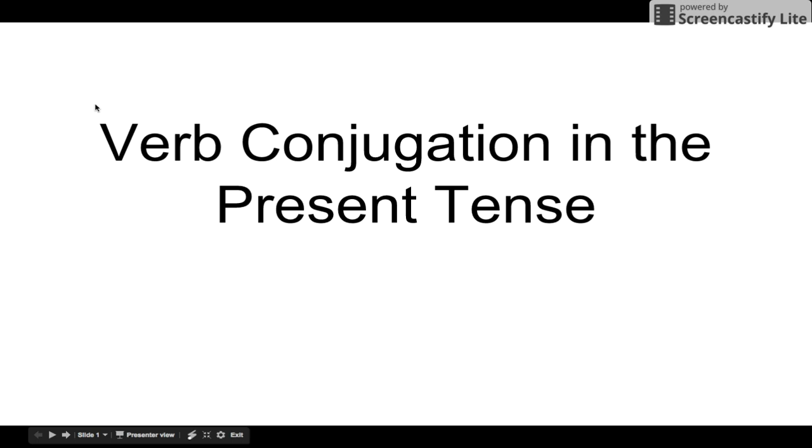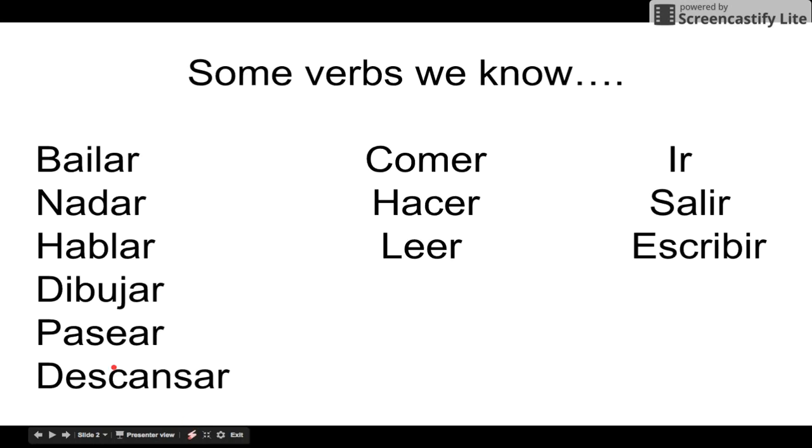Okay, this is a recap of verb conjugation in the present tense. We have seen lots of these verbs in class in our chapter recently. Verbs like bailar, leer, escribir. All of these right here are verbs, the part of speech they are. And I have them laid out in three different types.